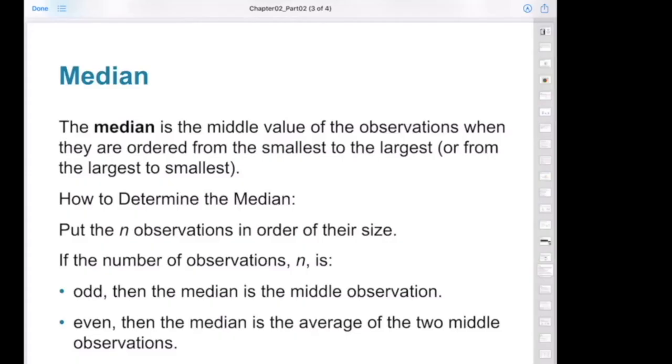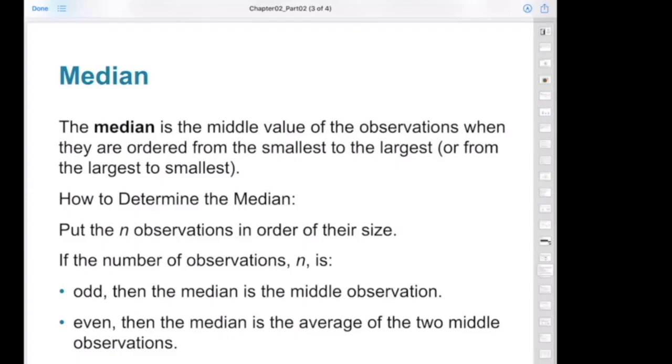So this is our first task. When you have the data and you would like to find the median, first order the data, put them in order from the smallest number to the largest number, or from the largest number to the smallest number, it doesn't matter, okay? And then find the number in the middle of this data. This is the median, okay?